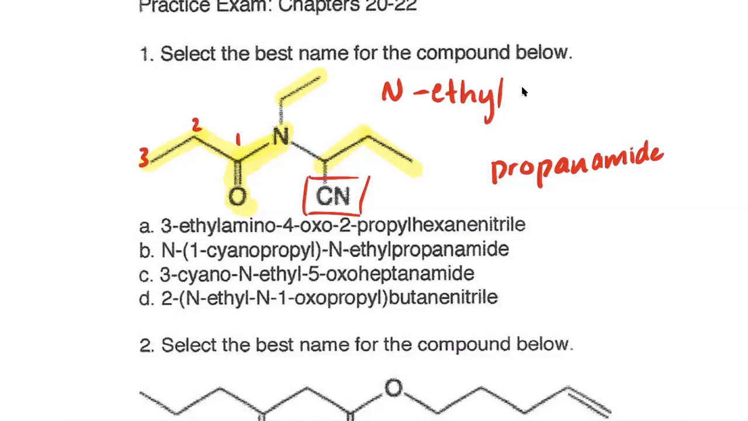So we have 1, 2, 3, right? And what would be our pseudo parent when we have a 3-carbon chain? It's going to be propyl. And then coming off of that propyl at our number 1 carbon, we have a cyano, right?